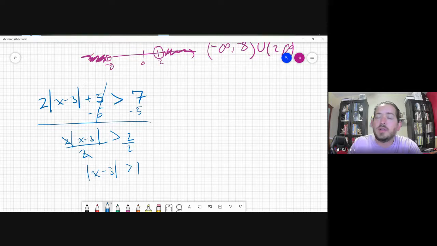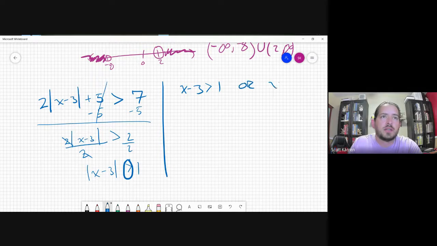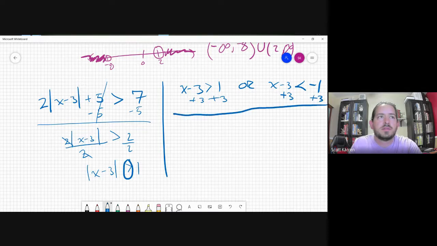That's greater than 1. Because this is greater than, it's an or statement, so I get these two inequalities out of it. X minus 3 is greater than 1, or x minus 3 is less than -1. And then I just solve. And I have those two. Right? So x is greater than 4, those guys. X is less than 2, those guys.